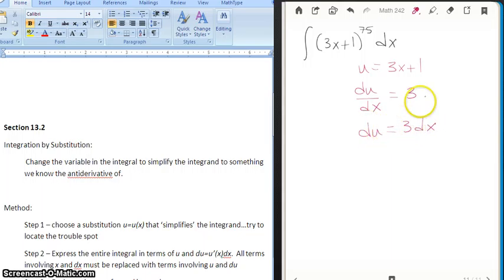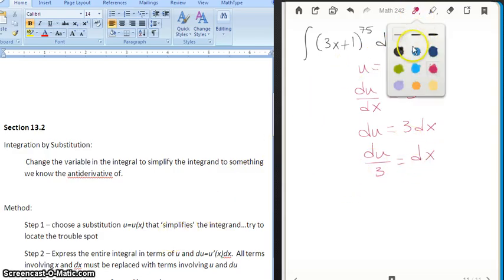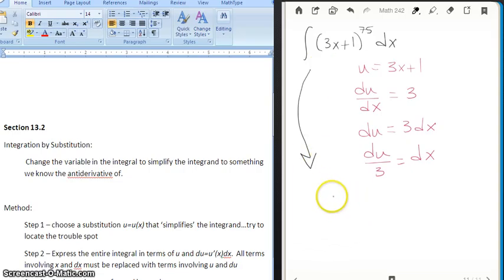Good. But we don't actually have a 3 dx here. We just have a dx. I could replace dx with what? Well, notice if I divide both sides by 3, I would get du over 3 is equal to dx. So now what I can do is rewrite this whole thing. Let's rewrite this integral. I'm going to rewrite the integral, and this inside stuff here is u, that's u to the 75th. And what is dx? Remember, dx is du over 3.